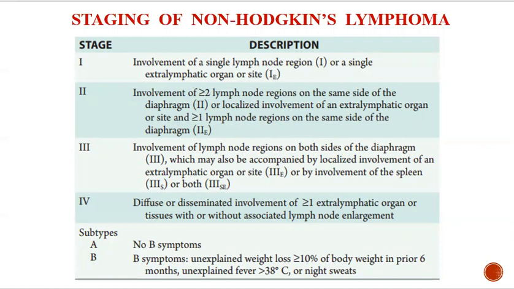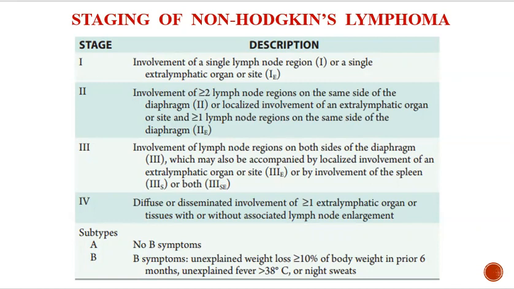Staging requires a careful history and physical examination, complete blood count, renal and hepatic function tests, serum lactate dehydrogenase level, CT of the chest, abdomen, and pelvis, and bone marrow biopsy. Positron emission tomography can be helpful to identify initial sites of involvement and, after treatment, to distinguish persistent lymphoma from residual fibrosis in masses seen on CT.